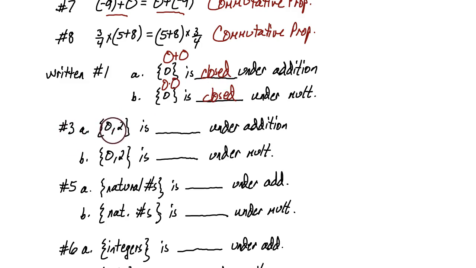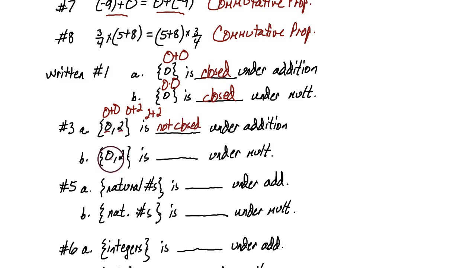Number 3, what about the set containing 0 and 2? When you add numbers in the set, do you get an answer that is in the set? When you add 0 plus 2, you do get 2. But if you add 2 plus 2, you get 4, which is not in the set. So number 3 is not closed under addition.